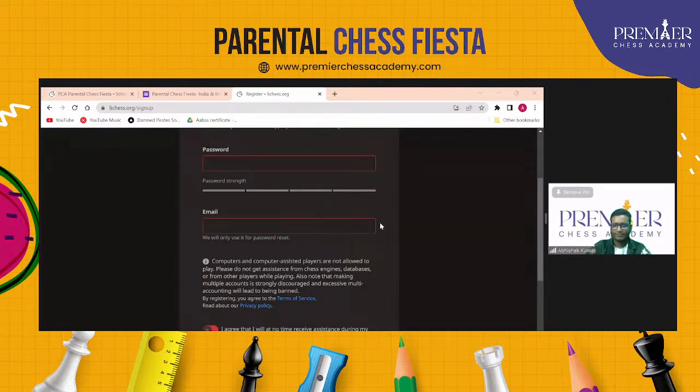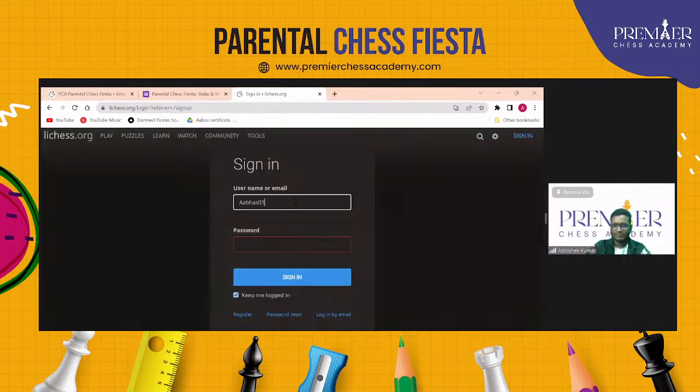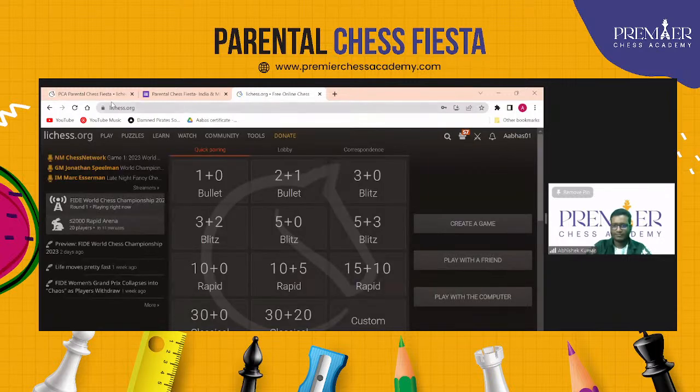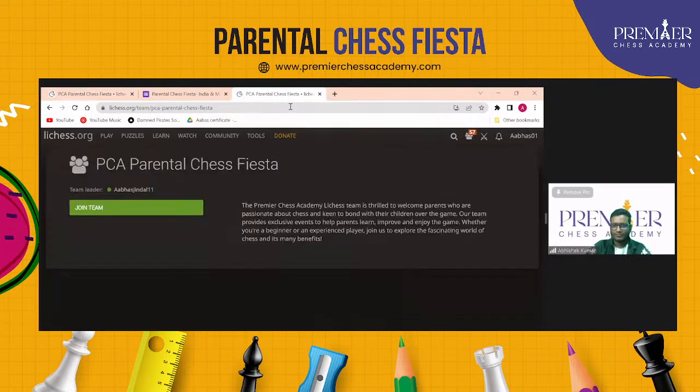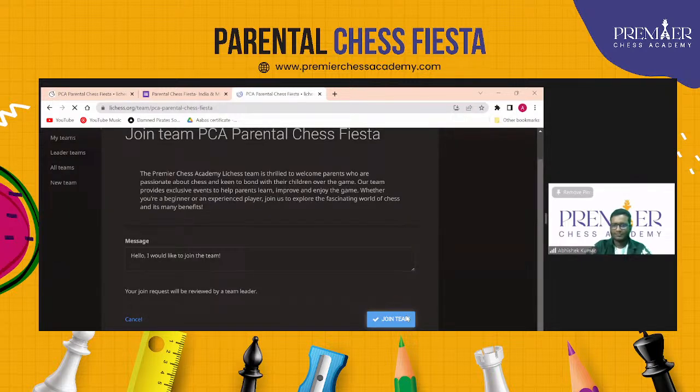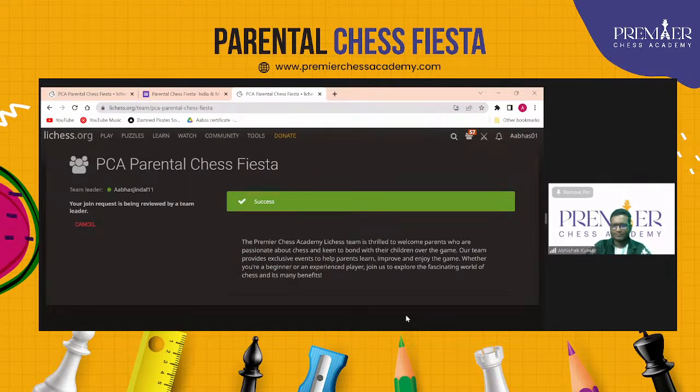What is the next step? After creating the account, suppose I sign in to my account once. You need to send a request to join the team. We've created a team specifically for parents, or else any outsider can join the tournament. I'll be sharing the link for this also. You just need to press the join team button and then send the join team request. That's it. So this is step number 2. First of all, create the Leeches account and then send the request to join the team. Next, please fill a form.